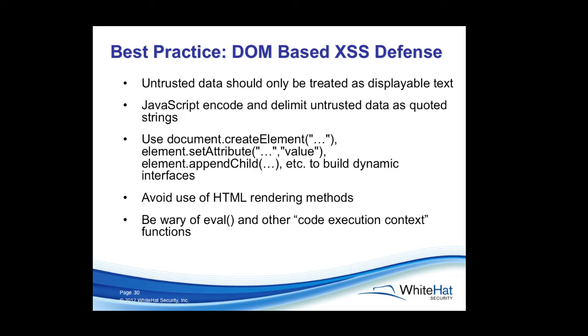We also want to avoid the HTML rendering methods like innerHTML, and be really careful of eval and other code execution context functions. Eval, setTimeout, setInterval, and then the different attributes like onClick and onBlur. All of these are code execution contexts that should never have to directly deal with untrusted data.